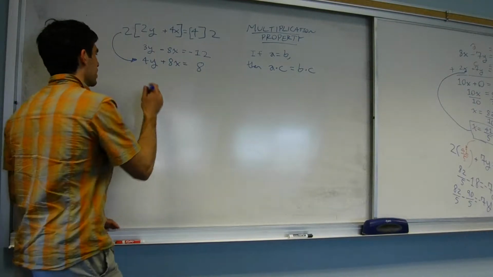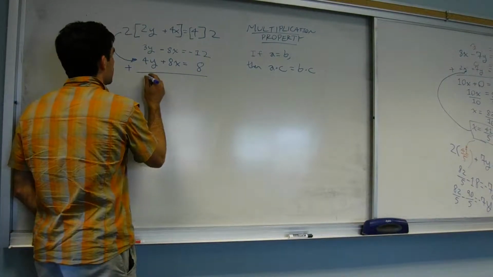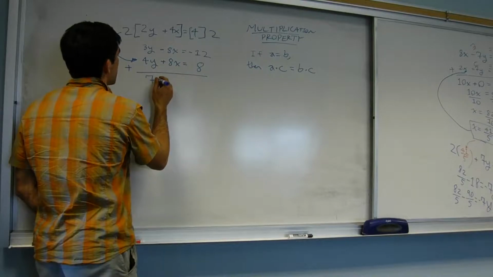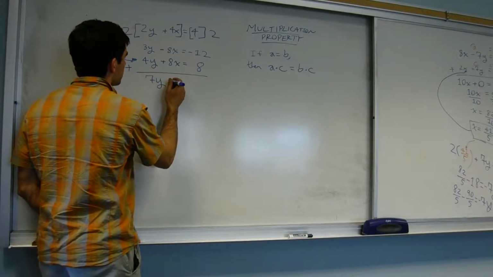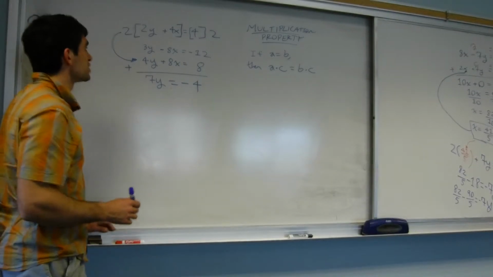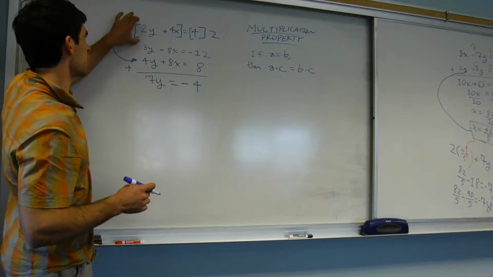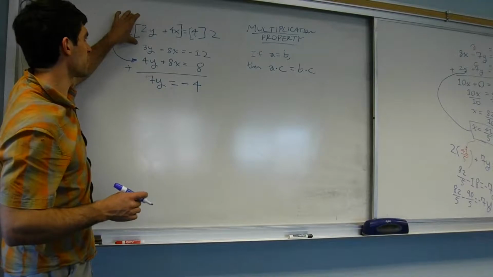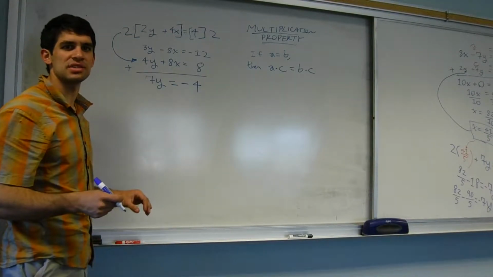So what does this mean? This means that if we add these equations together, we're going to get 7y, these terms will cancel each other out, is equal to -4. So we were still able to use elimination, we just had to start by multiplying the top equation by 2 so that we had these two terms that would cancel out.